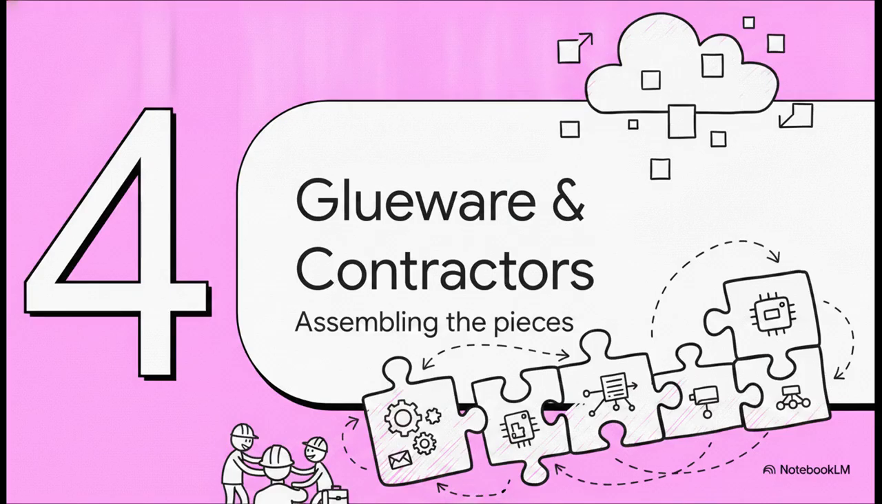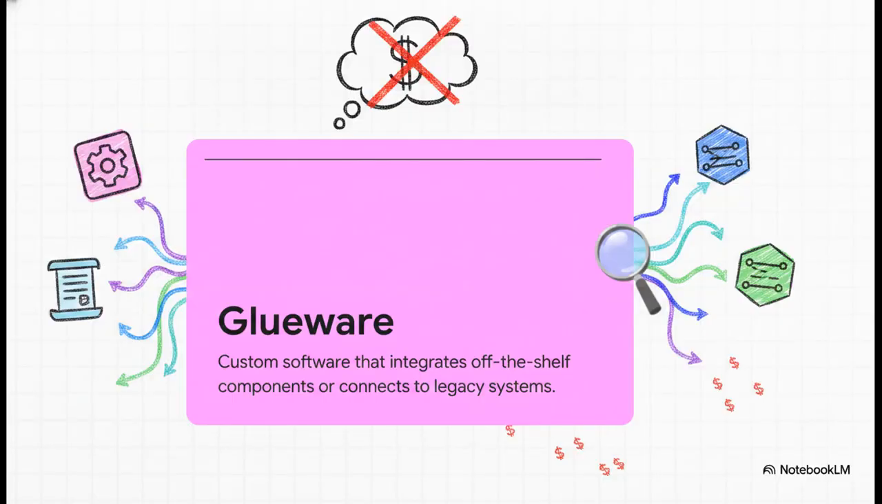Moving into part 4, Glueware and Principal Contractors. Basically, how do we assemble all these pieces? This brings us to a frankly fantastic term, Glueware. Large, complex systems are usually engineered using a crazy mixture of off-the-shelf components, specially built components, and old legacy databases. And spoiler alert, they don't just magically talk to each other. You have to write custom software to manage the interfaces so these separate components can actually interoperate.